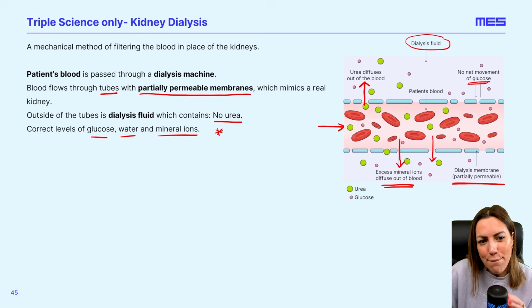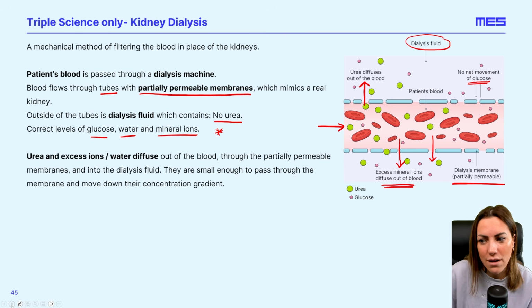There should be no net movement really of glucose because the dialysis fluid has the exact correct concentration of glucose, the same concentration as in the patient's blood. So there should be no net movement of glucose out of the dialysis fluid.